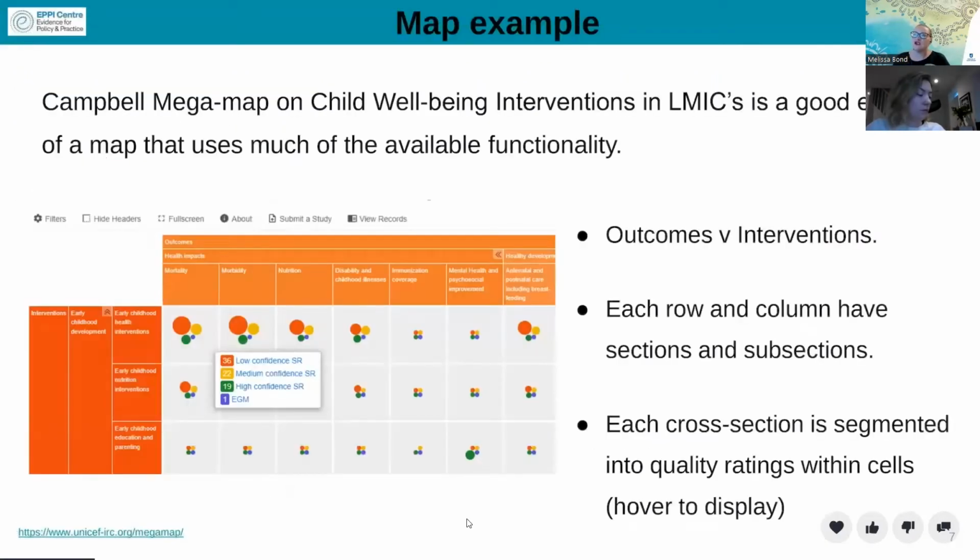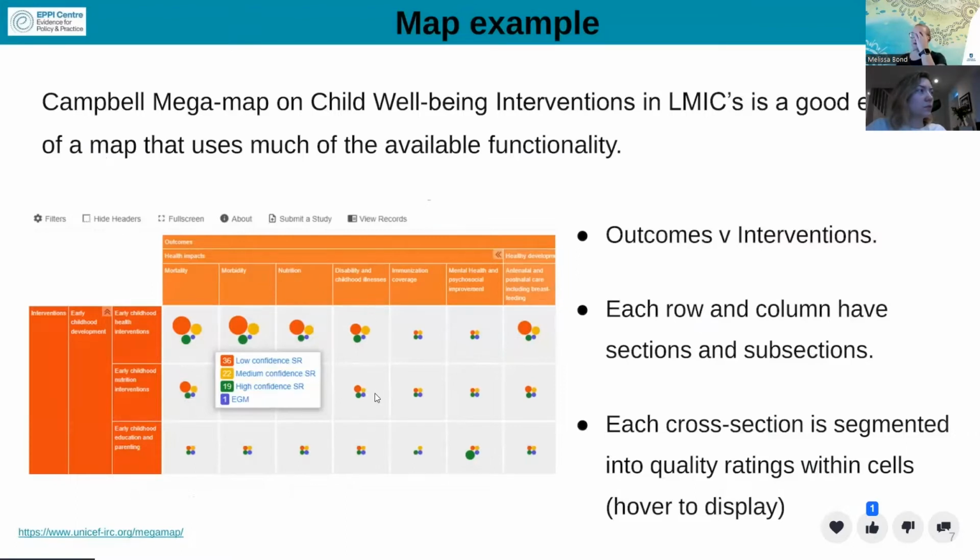So to provide an example of what these look like, I've got here the Campbell Mega Map on child wellbeing interventions in lower middle income countries, because this is a great example of a map that uses a lot of the available functionality. The link is available down the bottom, but of course, because of the way I've got the presentation here, this isn't clickable, but you will be able to click on it once you've got the slides from the presentation.